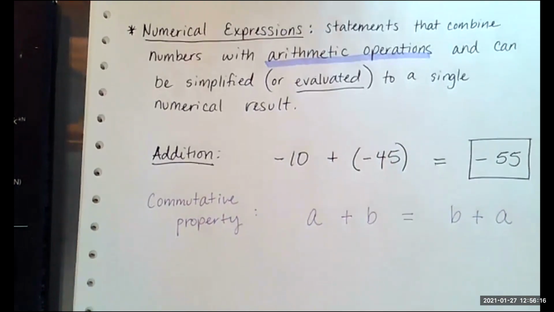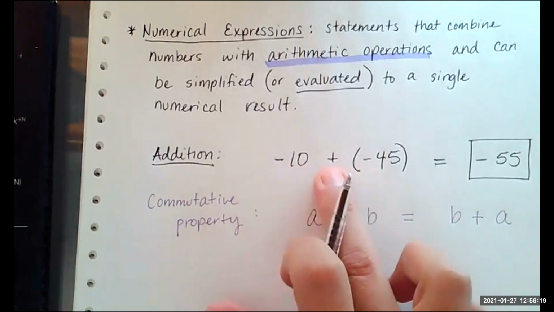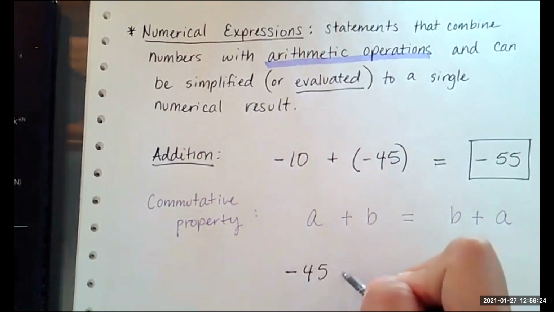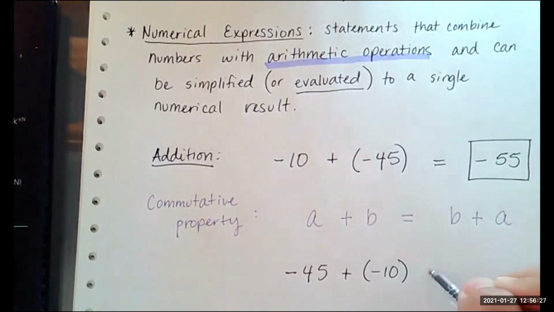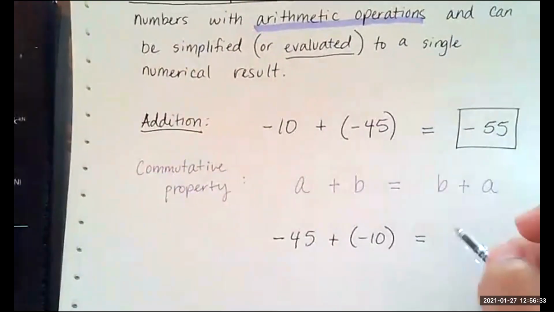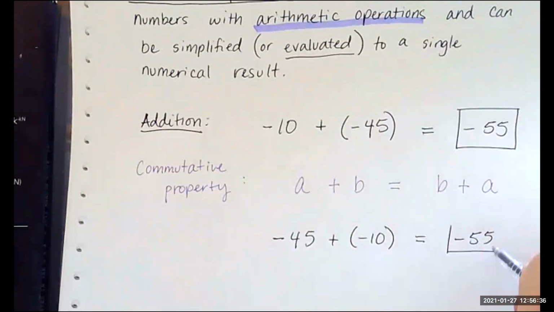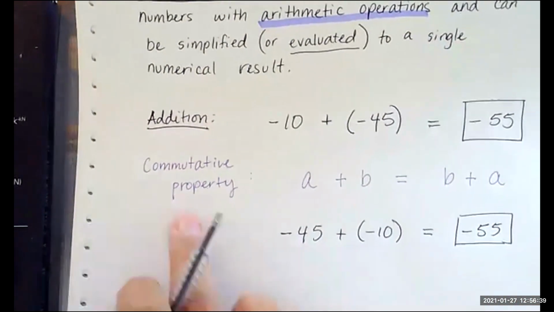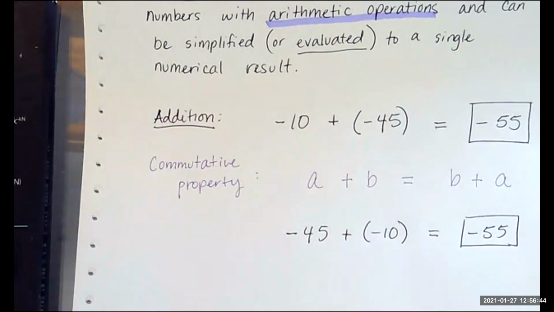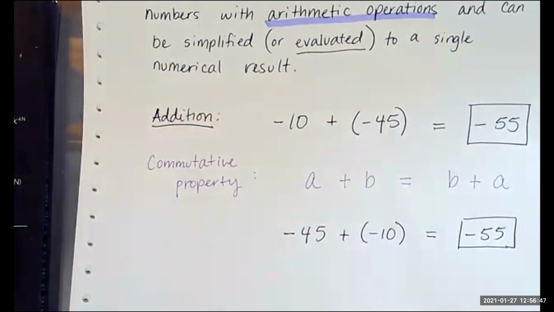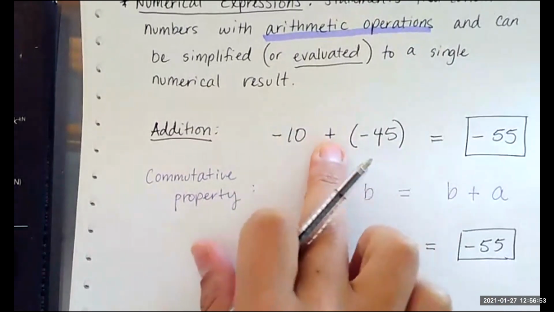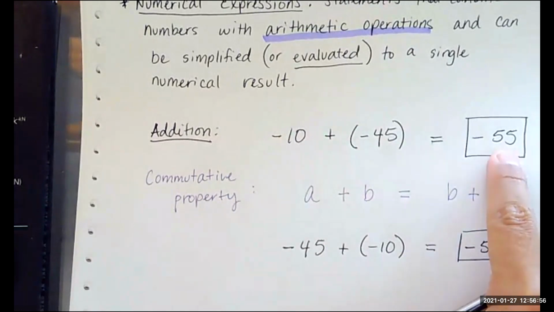So if I tried to trick you by saying, okay, well, we know that this negative 10 plus negative 45 is negative 55, and then I ask you, what is negative 45 plus negative 10? What should the answer be? Negative 55. Yeah, negative 55. So we say that the commutative property works for addition because you can switch the order of that operation and it doesn't change the result that we get at the end. So this is a numerical expression, right? A statement that has numbers and operations, and you can get a single result.